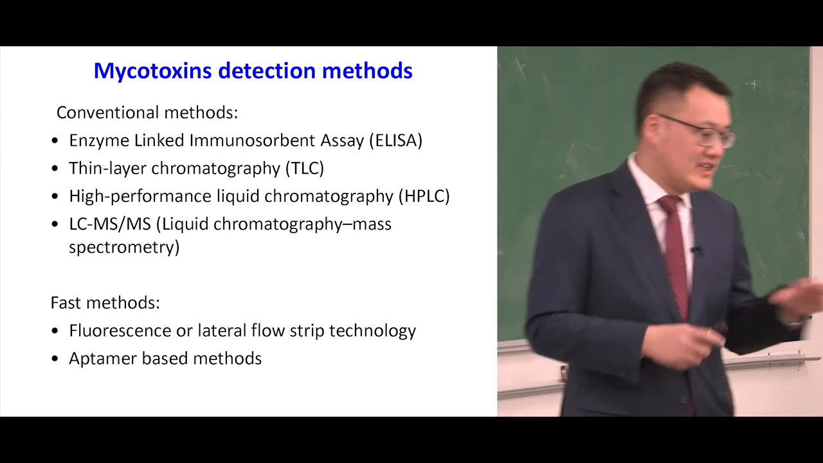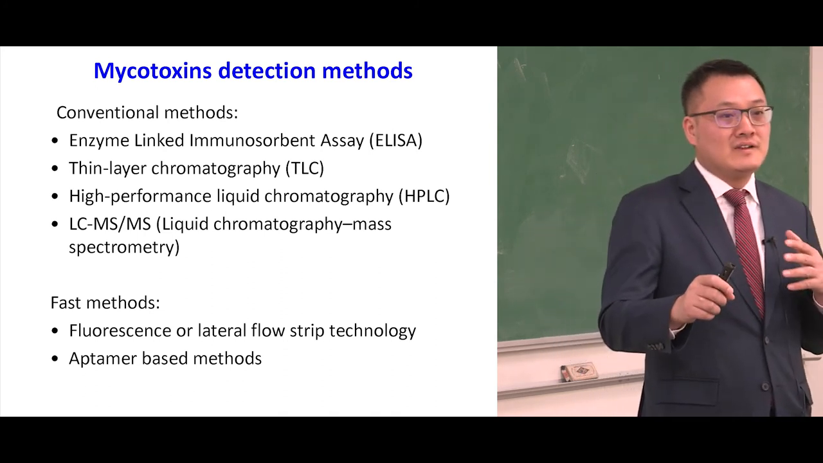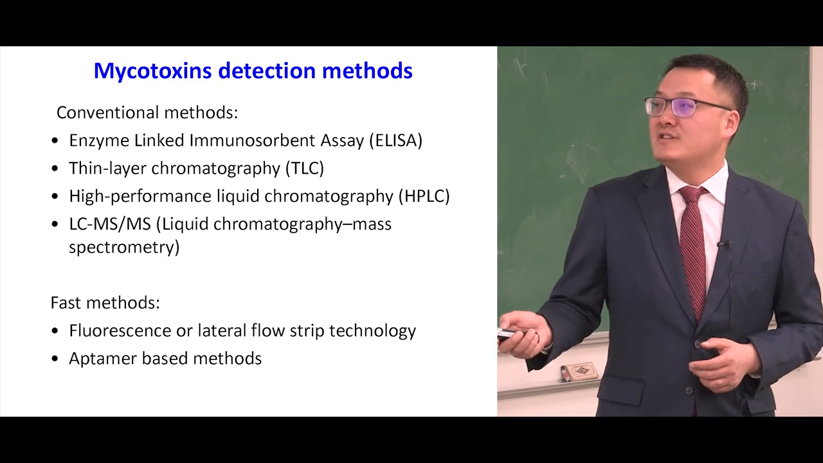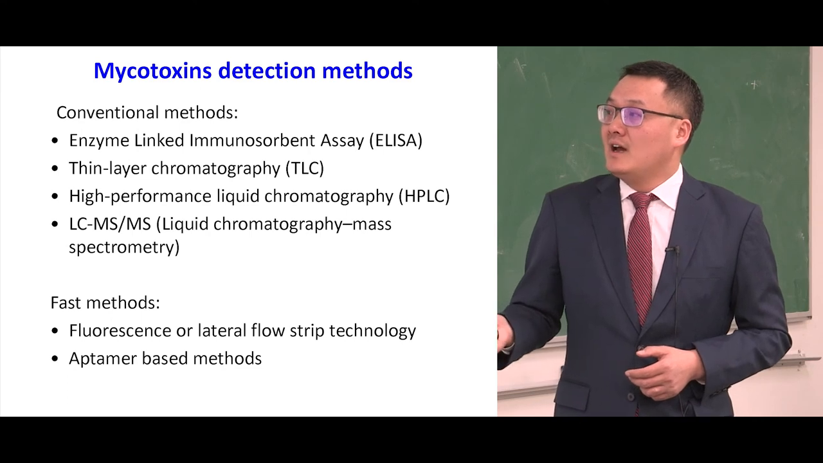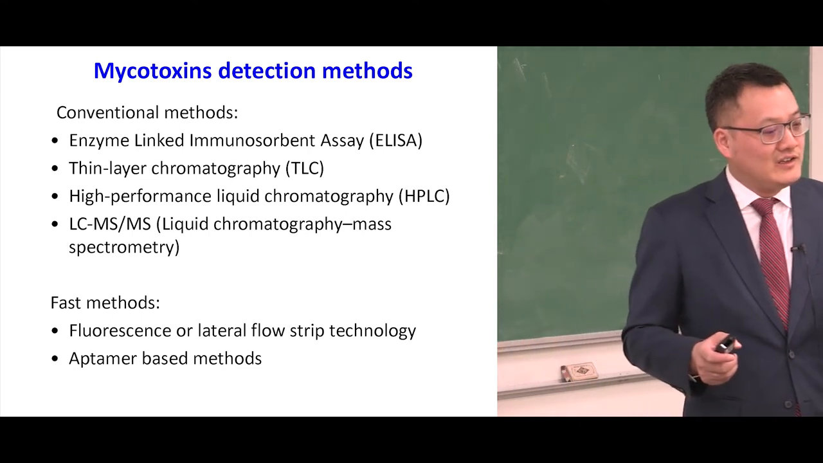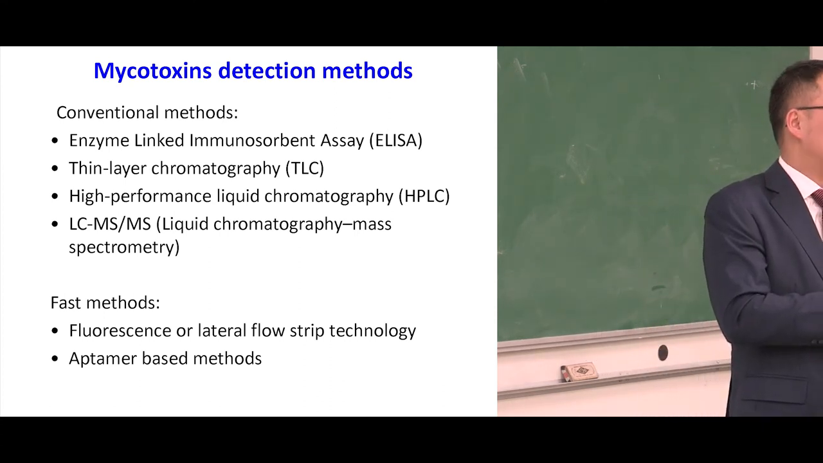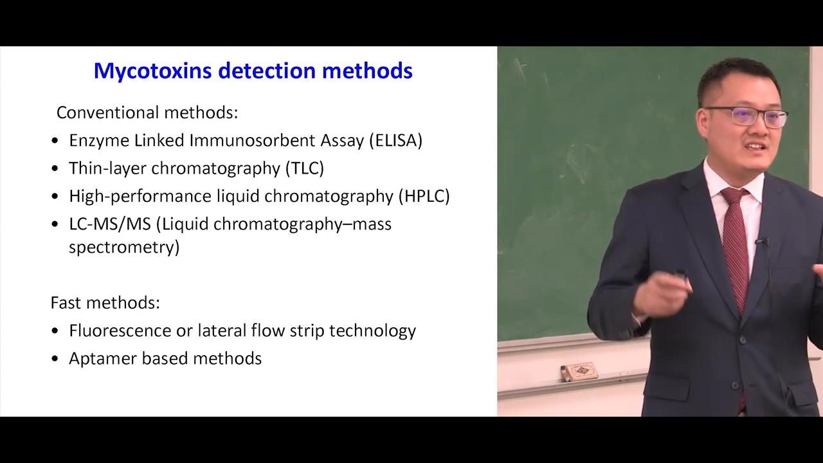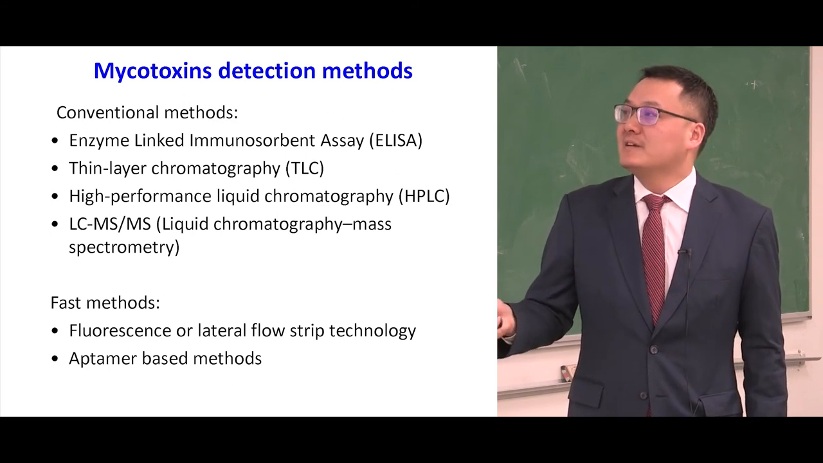Aptamer is a DNA sequence that can bind specific toxins. Some people use this to detect mycotoxin. Some people also use aptamers added to binders to remove the mycotoxin, because it's more specific. The toxin binder is not very specific, but with aptamers, you can design the DNA sequence to bind the mycotoxin specifically.